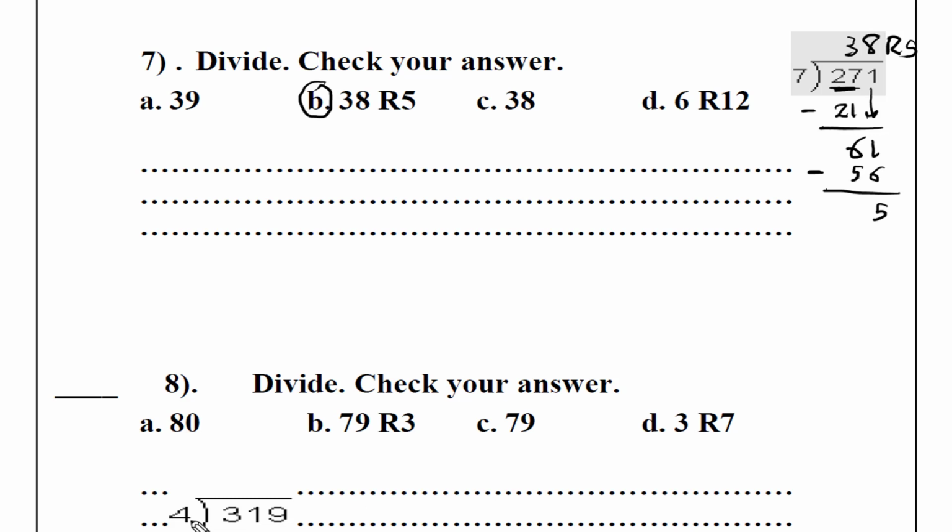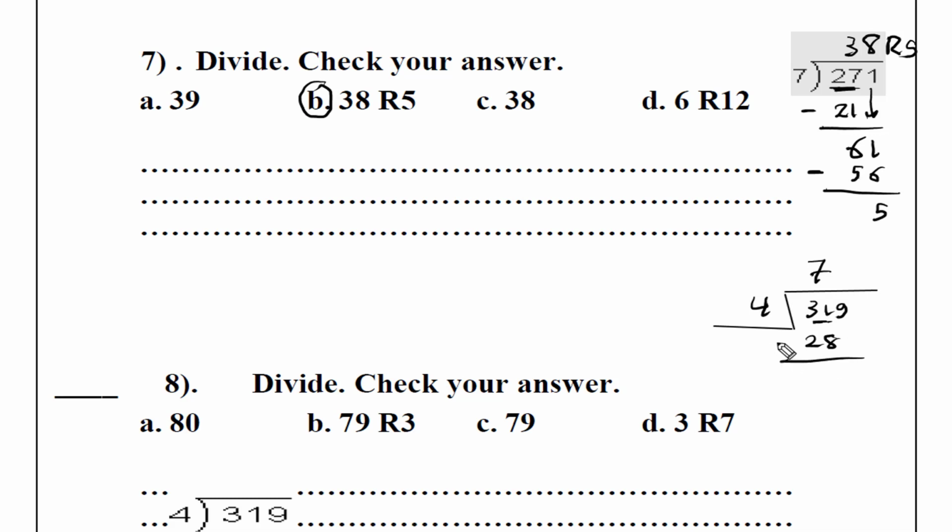Number 8, he said divide and check your answer. 319 divided by 4. In the same way, we will draw a long division here. We have 319 divided by 4. We will take the first 2 digits. 31 divided by 4, it will be 7. 7 times 4 equals 28.